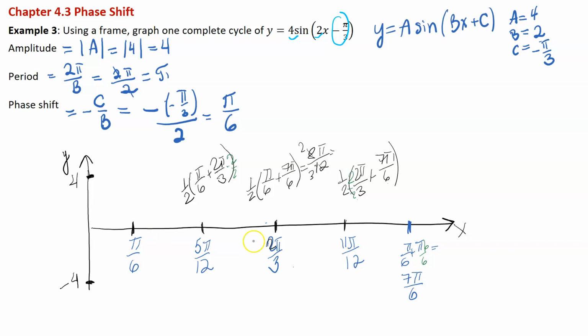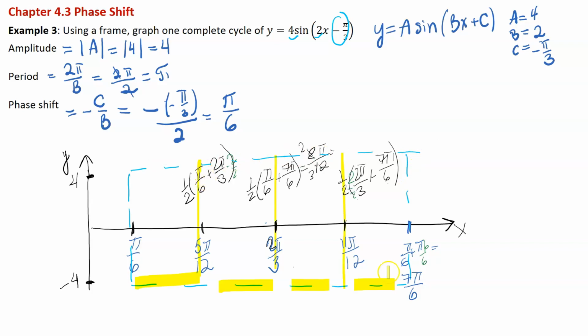That's one way to identify these points. The other way is to look at the frame and notice that these points divide the frame into 4 equal parts. So if we divide the period of the graph, which is in this case pi, by 4 intervals, each interval will be equal to pi over 4.